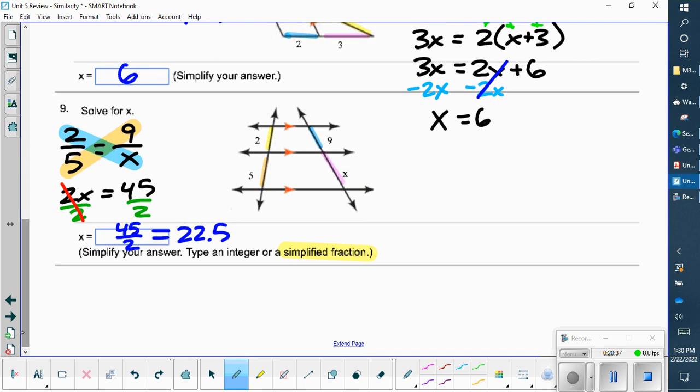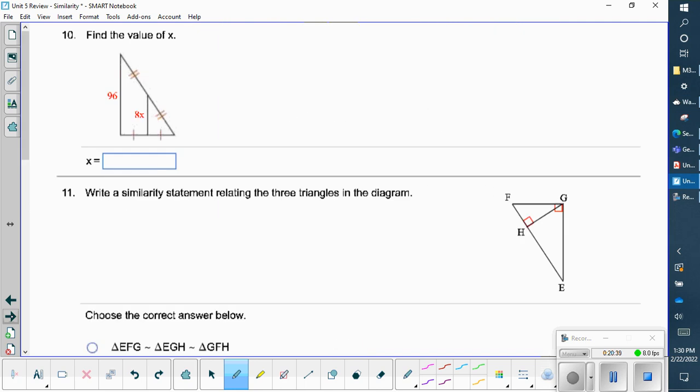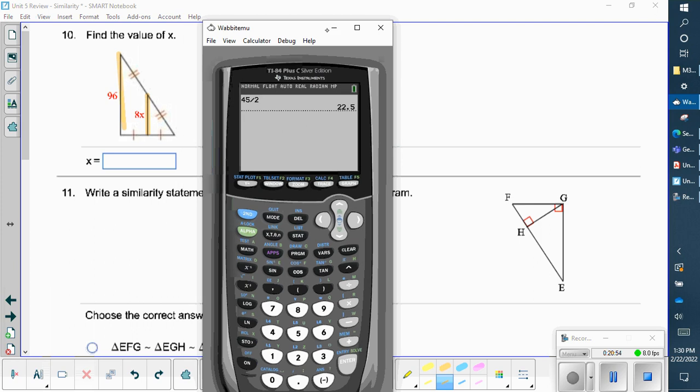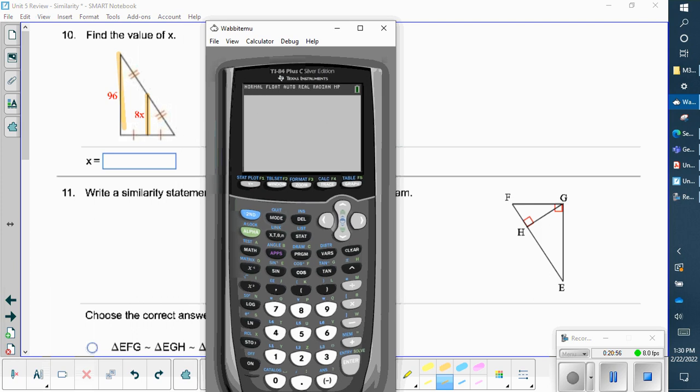Okay, let's move on. Okay, and notice these are split in half, which means this is half of that. A common mistake is people just think that they have to do division, 96 divided by 8, and they get this. No, that is not.